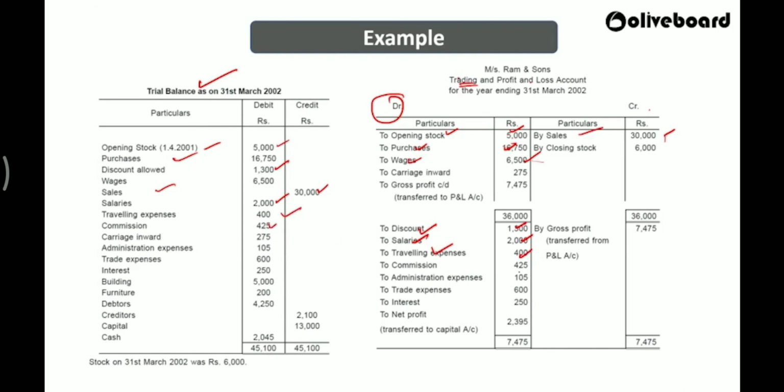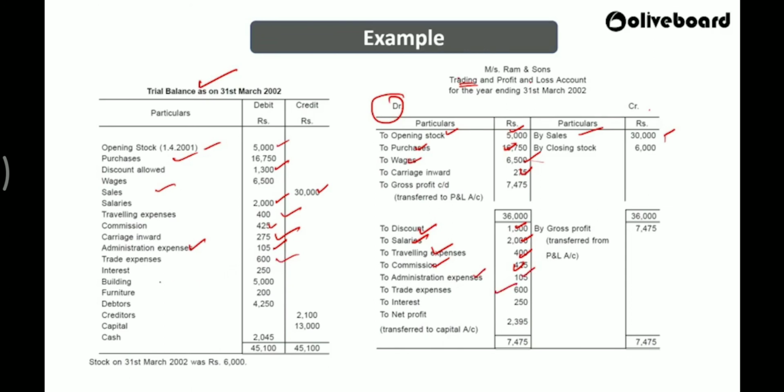Commission, 425. Again, where will it come? Indirect expenses, P&L, debit side. Next, carriage inwards. Do you remember this? Where will it come? Trading account. Carriage inwards will always come under trading account. So trading account, debit side, carriage inwards, because it is an expense. Administration expenses, indirect expenses, and it will go to P&L statement. So administration expenses 105, debit side. Trade expenses, again it will go to indirect expenses and P&L statement, debit side 600, since it is an expense.